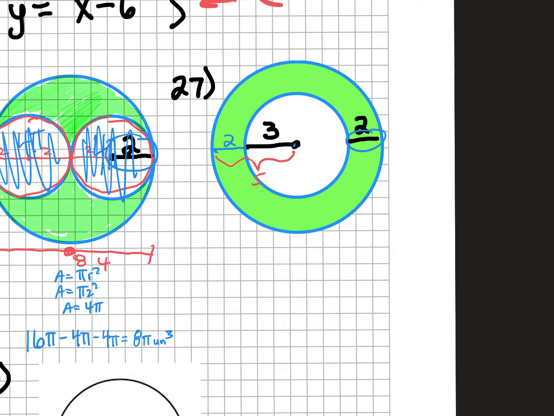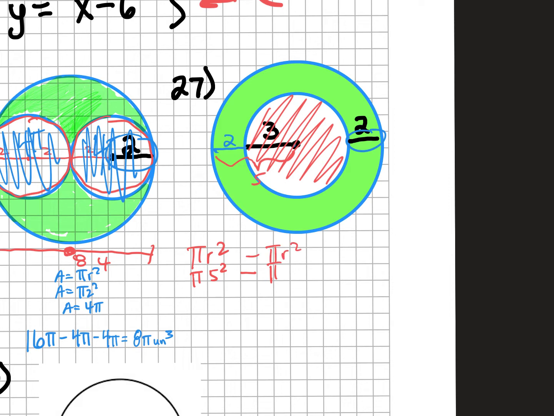The radius is 5. So when we try to take the big circle, we're going to say pi r squared, and we're going to use 5 as the radius. And then when we take out this middle square, we're going to subtract it, so minus pi r squared, but the radius is just 3 for that guy. So we're going to take the big circle and subtract the little circle, and that's going to leave us with just the green area. You can do that.